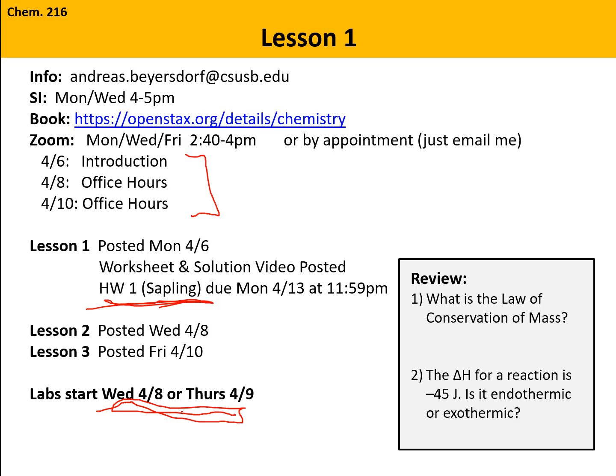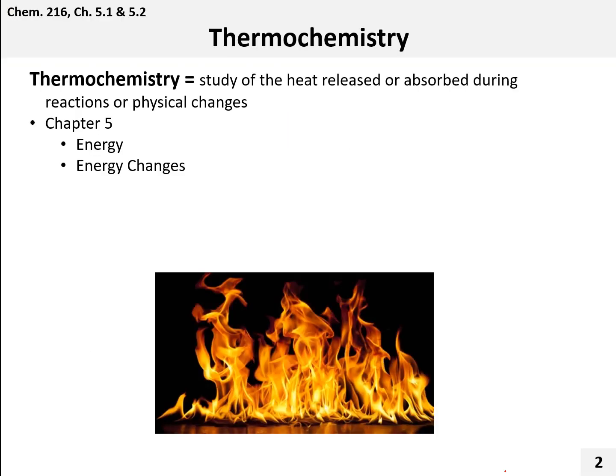All right, so the law of conservation of mass states that mass or matter isn't created or destroyed. This is why we had to balance chemical reactions. The second one, when we talk about delta H of negative 45 joules, that means that the reaction is giving off heat, and therefore it is exothermic. We'll talk a lot more about that today, and in fact, the relation of heat to a reaction is thermochemistry. That's what we're going to be talking about in this first lesson.